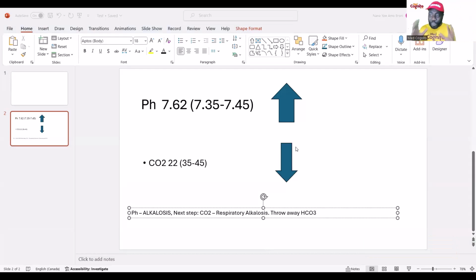So the basic point I'm making here is this. If pH and CO2 arrows go in totally different directions, don't use HCO3. That is our rule.